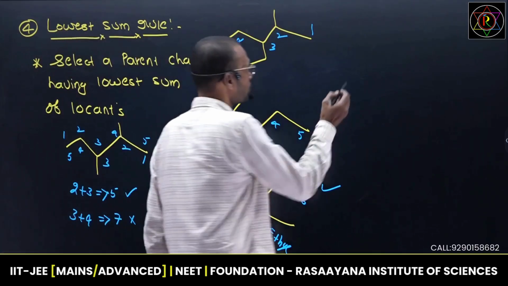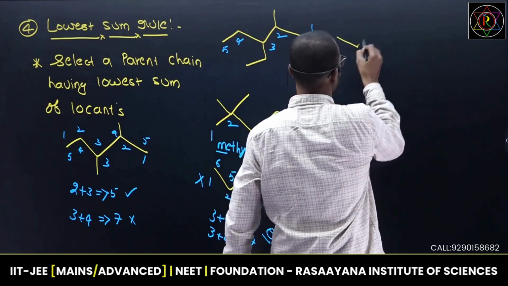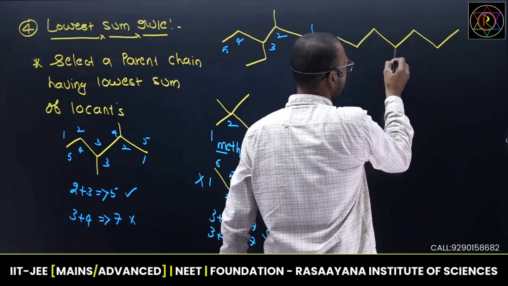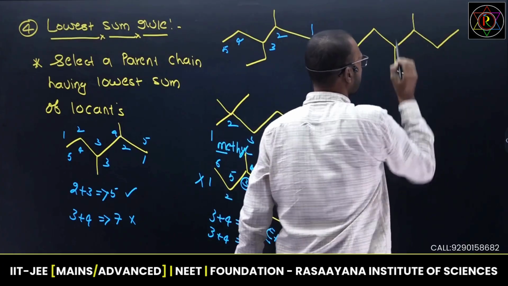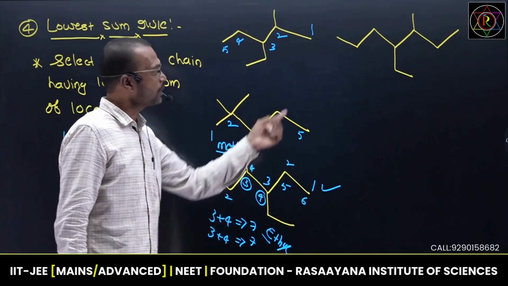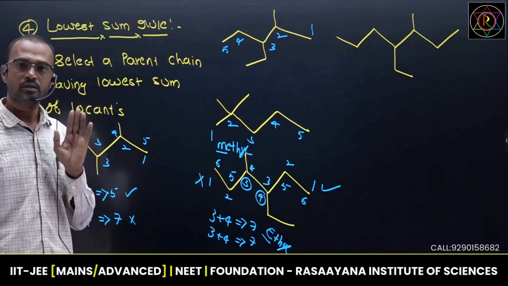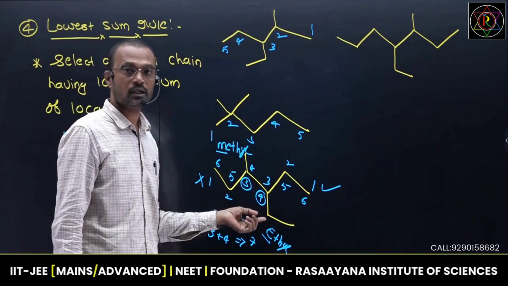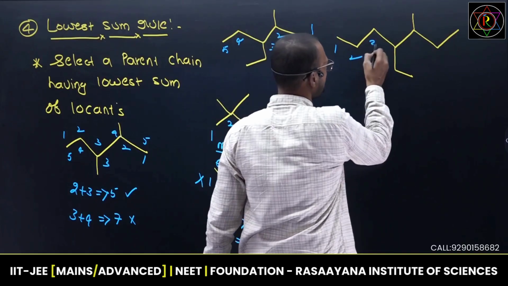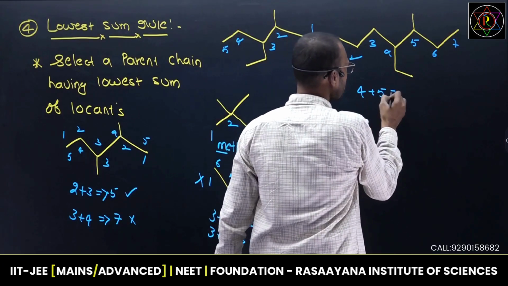Suppose the sum of locants is not the same in both directions. See, 3, 4, 5, 6, 7, 7 carbons are given. Now, here I am giving ethyl and here I am giving methyl. In this case, we are selecting this side. But see, first you see whether the sum of locants is the same or not. If the sum of locants is the same, then only apply alphabetical order of the locant's starting letter. But if the sum of locants is not the same, see, I am starting from here 1, 2, 3, 4, 5, 6, 7. So 4 plus 5, you will get 9.